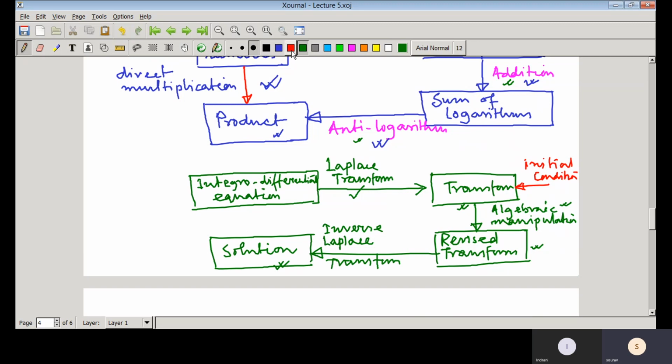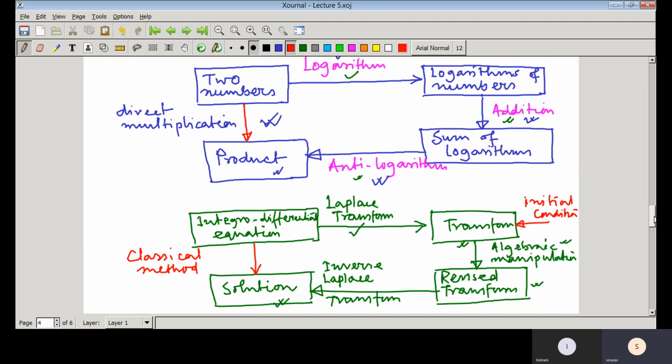So another way of getting the solution is the classical method. You apply the classical method and you will get that solution. So this is actually the concept of doing the Laplace transform.